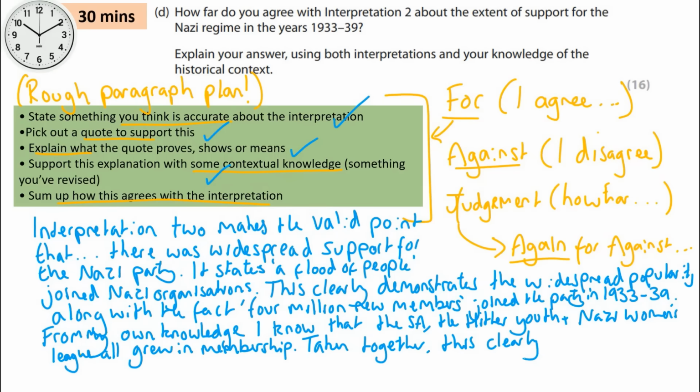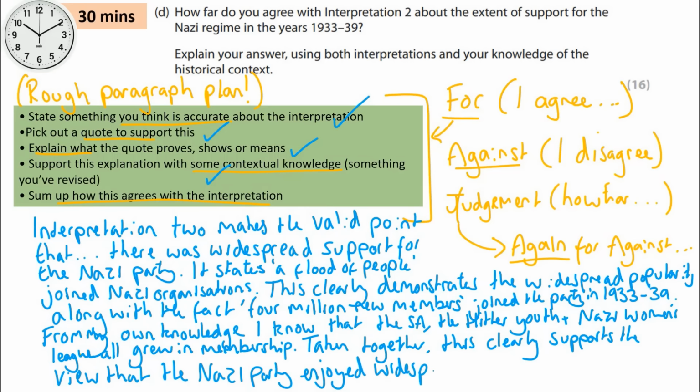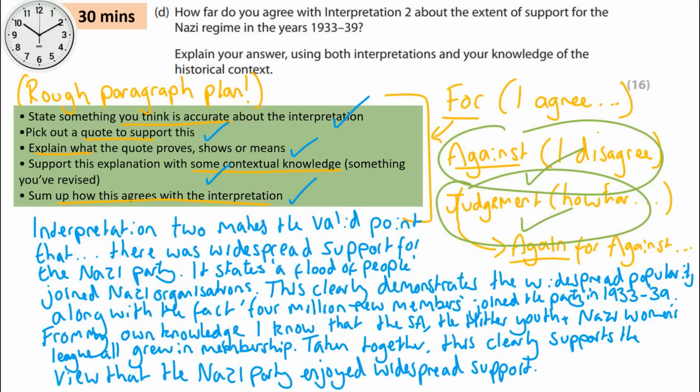This is a very, very rough structure for these paragraphs. Like I said previously, introduction, the argument for using both the interpretations and also using your own knowledge. A second paragraph against, again, using the interpretations and your own knowledge, followed by judgment is exactly what you should be looking to do. Don't forget to do the against. Don't forget to use both interpretations.